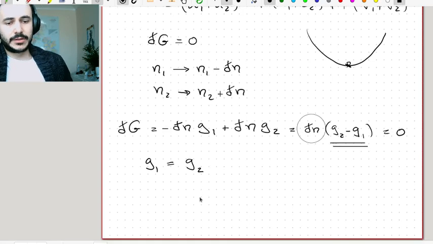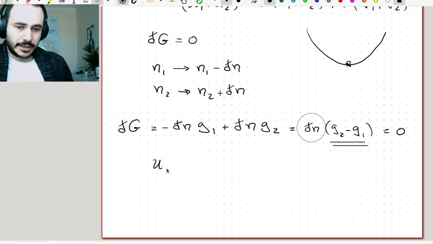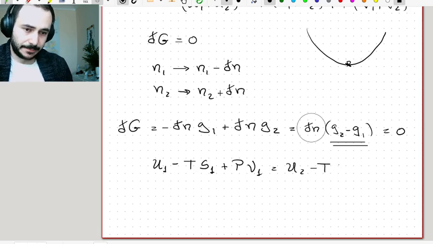And let's just write this out, because we know the definition of the Gibbs potential. What we are saying is that the molar internal energy of the first system, in this case the liquid phase, minus the temperature times the molar entropy of the liquid, plus the pressure, which is the saturation pressure in this case, times the molar volume of the liquid phase, equals the same thing for the gas phase, just by the definition of the Gibbs potential. This is 2 here, right?